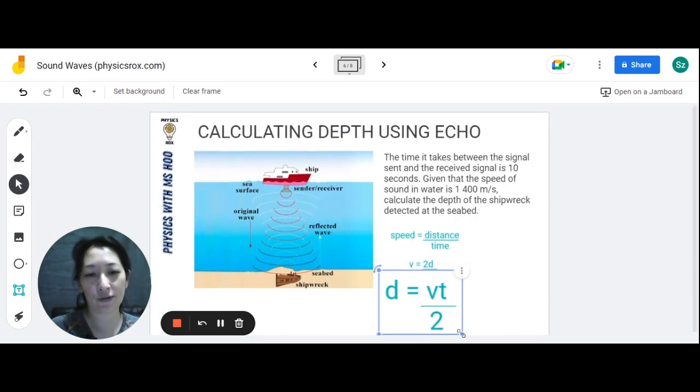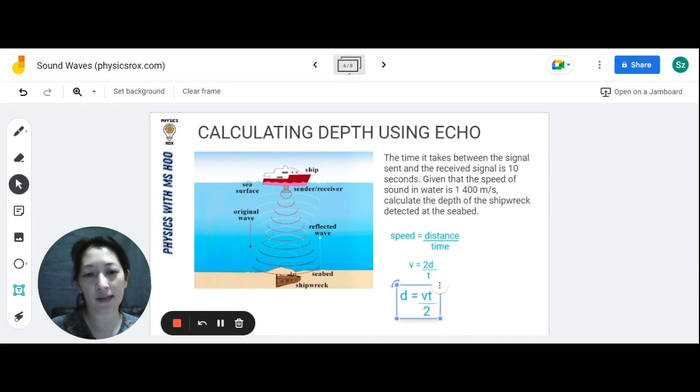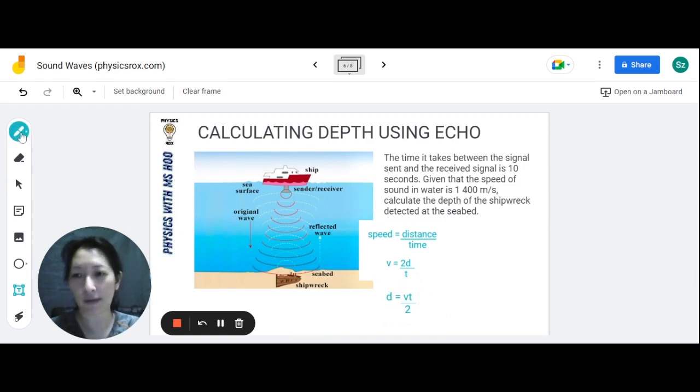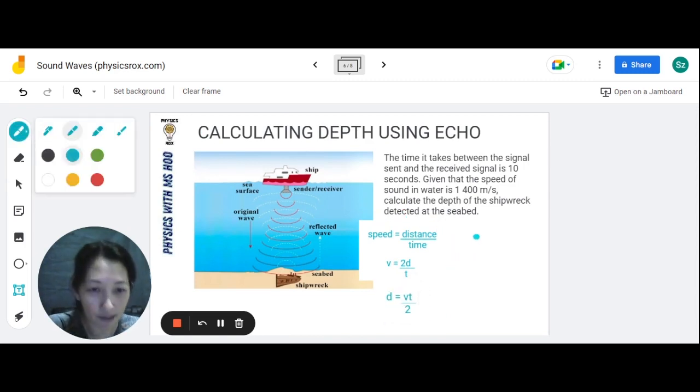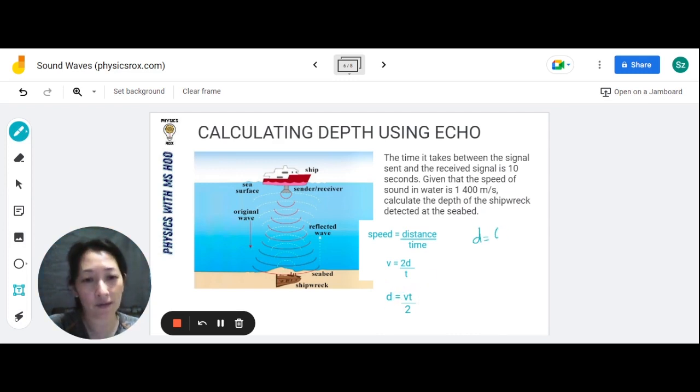So again, just to show you how we work this out, you've got this formula and you've got this. So to solve it, now that you know, okay, D equals VT over 2, let me write this out. Okay, so from here, D, which is the depth, V is the speed, 1,400, and time is 10. Just divide this by 2, and you will get 7,000 meters. And that's how you solve this question.